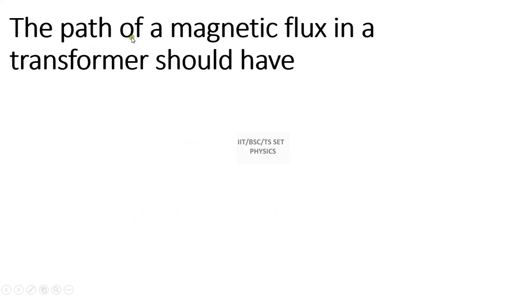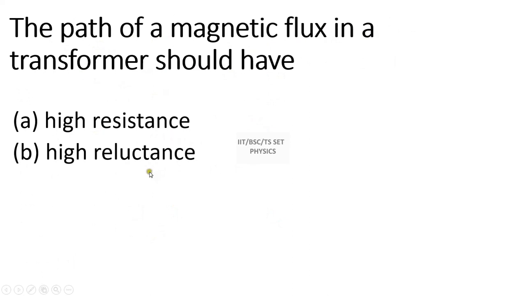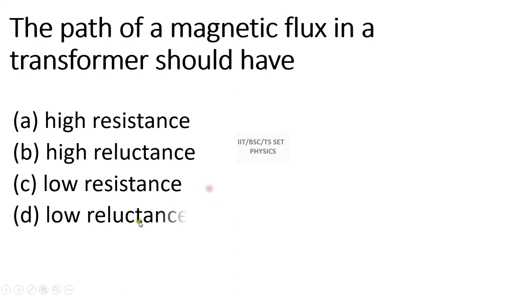Next question. The path of a magnetic flux in a transformer should have A. High resistance, B. High reluctance, C. Low resistance, D. Low reluctance. Answer D, low reluctance.